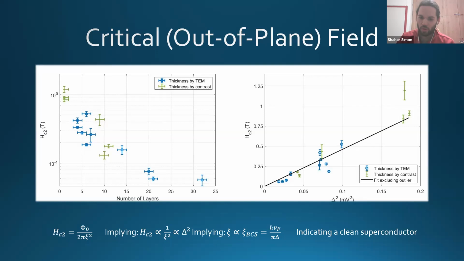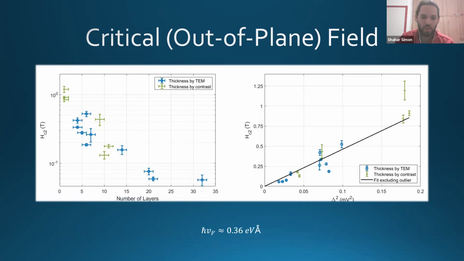We can also obviously extract this V Fermi from the linear dependence. And it turns out to be 0.36 electron volt angstrom, which is about 3 times lower than what DFT calculations expect. This is a fairly new result for us. We only just calculated that, so we didn't have a lot of time to think about why this happens, but we're reporting it. And the last thing I want to show you is some data in a parallel magnetic field, in plane.